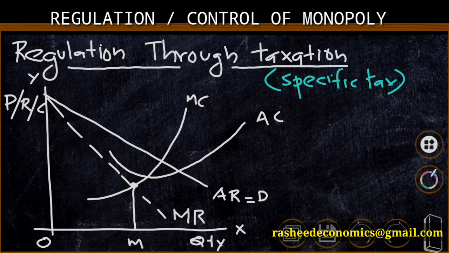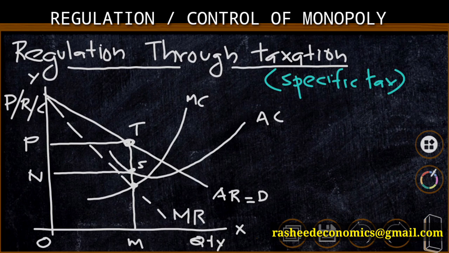Equilibrium output is OM. At the equilibrium point, OM output is produced and it is sold at OP price, and the firm earns an abnormal profit of PTSN. This much area of abnormal profit is earned by the monopolist at present. This is the condition of the monopoly before the imposition of specific tax.